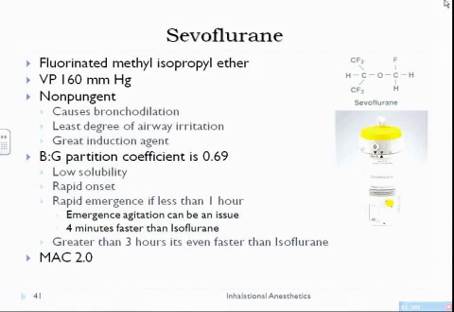Vapor pressure of 160 millimeters of mercury, non-pungent. That's what makes it kind of useful for doing inductions. It doesn't cause bronchoconstriction. In other words, it does cause nice bronchodilation. It has the least degree of airway irritation of all the volatile anesthetics that we have. It's a great induction agent. The blood gas partition coefficient makes it insoluble at 0.69, which means it has low solubility, which makes it a rapid onset, rapid emergence if you use it less than an hour. The big problem with this is the emergence is so fast, just like desflurane, that you can get emergent delirium with this drug much more than others.